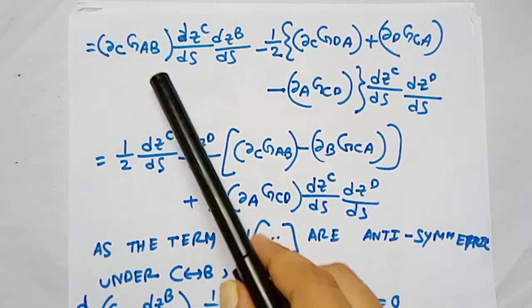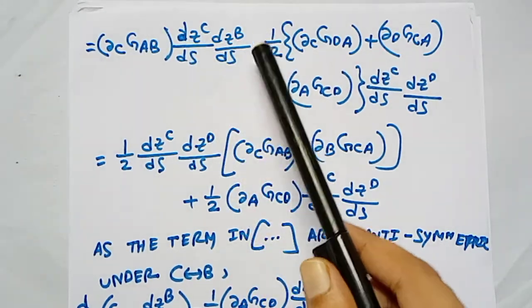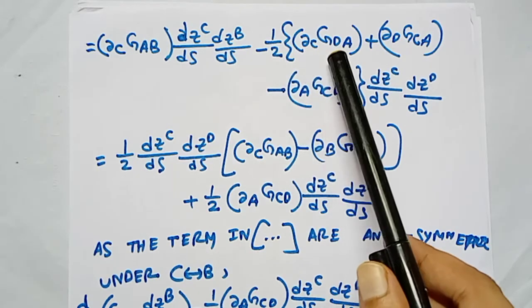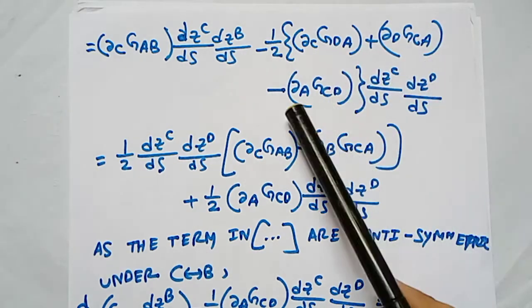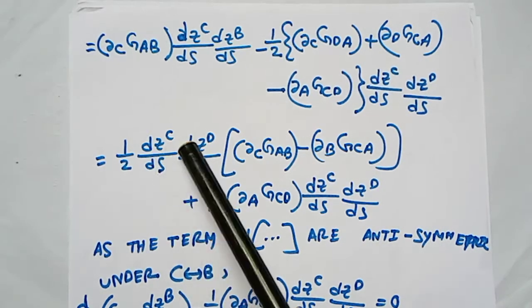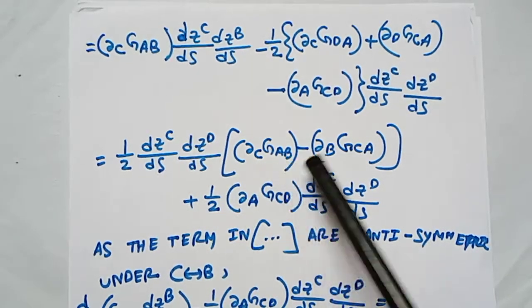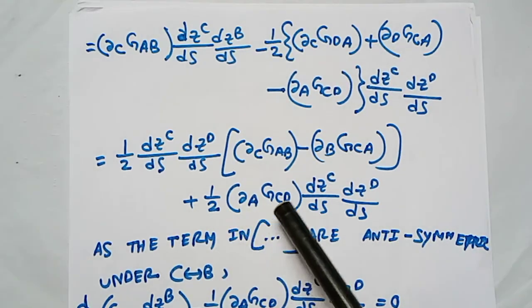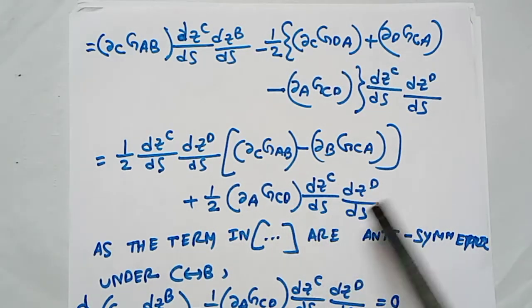Now we have ∂_C g_AB dz^C/ds dz^B/ds minus half ∂_C g_DA ∂_D g_CDA minus ∂_A g_CD dz^C/ds dz^D/ds, half dz^C/ds dz^D/ds ∂_C g_AB ∂_B g_CA, half ∂_A g_CD. As for the term, the antisymmetric part is contracted while the prefactor is symmetric. This contribution vanishes, leaving the term that we have.